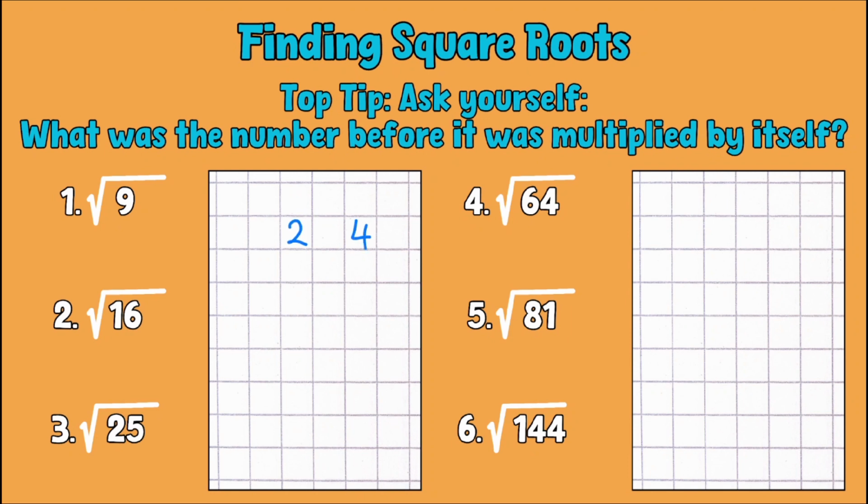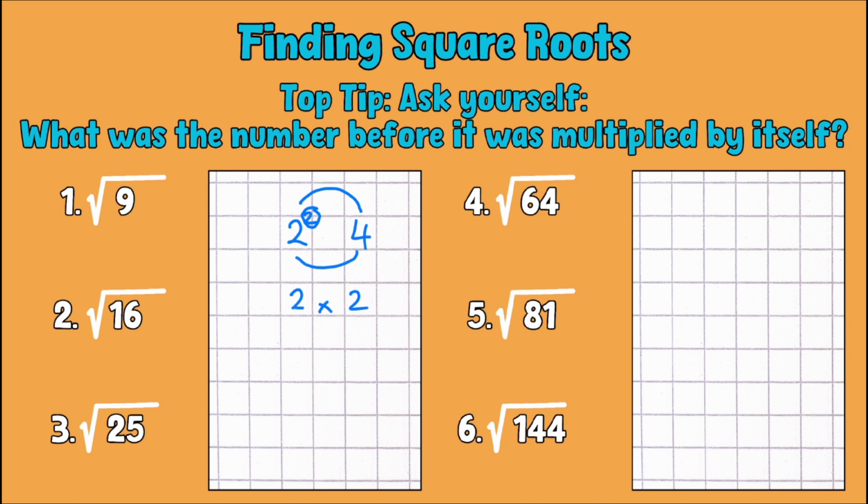So I'm writing down the numbers 2 and 4. Now, a square number is where you multiply a number by itself. So the little 2 symbol that you have there basically means that you multiply that number by itself. So the actual calculation is 2 multiplied by 2, which equals 4. Now the square root, you have to think about, well, what was that number before we multiplied a number by itself? So 4 was 2 times 2.